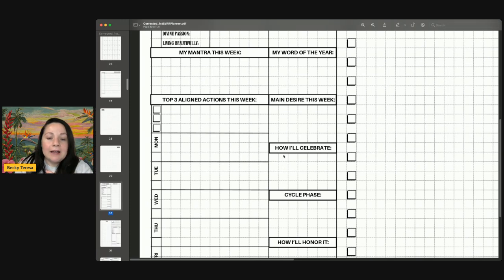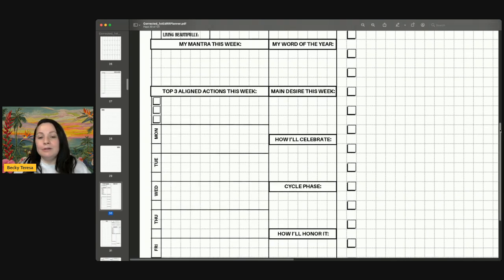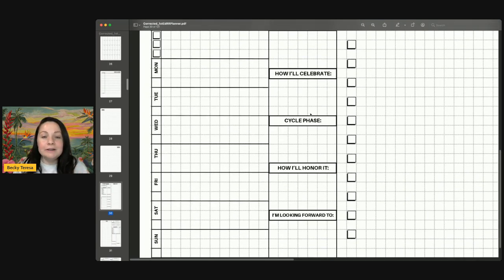And then here's how you're going to celebrate if you accomplish that. Did you laugh every single day like you said you wanted to? How are you going to celebrate that? Are you going to celebrate that with a funny movie? Are you going to celebrate that with a treat? Are you going to celebrate that with buying yourself some stickers? That's how I celebrate a lot of the times.